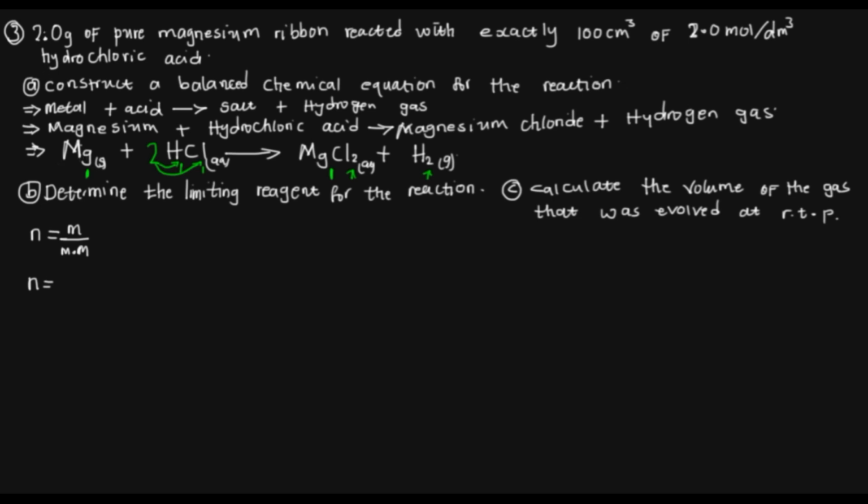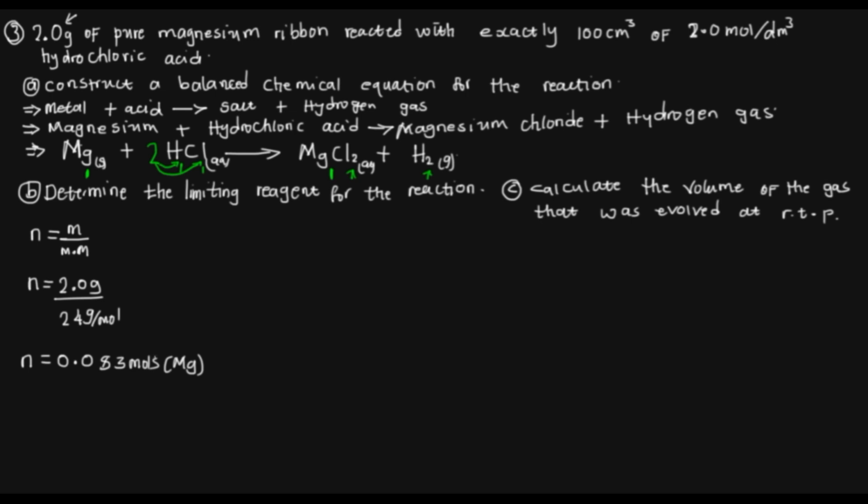So now let's look at the question here. We can see that we have 2.0 grams of pure magnesium. So the mass is 2.0 grams over the mass number for magnesium, which is 24. So we can say 24 grams per mole. Now let's divide 2 by 24, we get 0.08333. So these are the moles of Mg, magnesium.